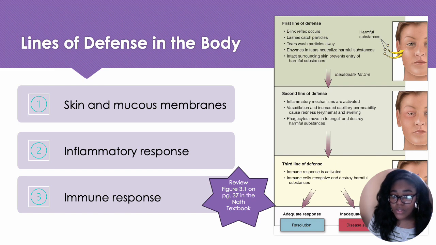So again, your lines of defense in the body are very helpful. They help protect the body overall. And when those lines are broken, that's where you'll see the progression of moving from the first to the second line of defense to the third. And hopefully, once it gets to the third, if it makes it there, you have resolution. If not, then we have those pathological responses of disease spread.